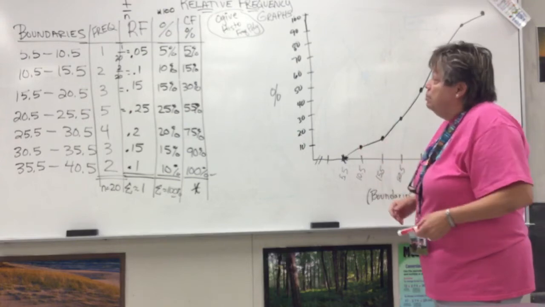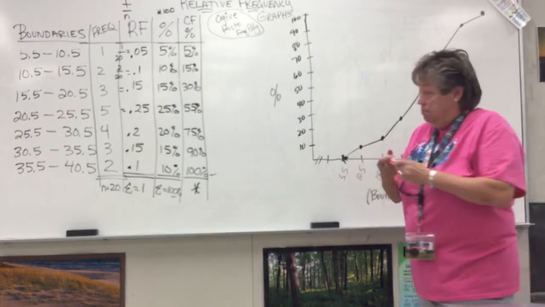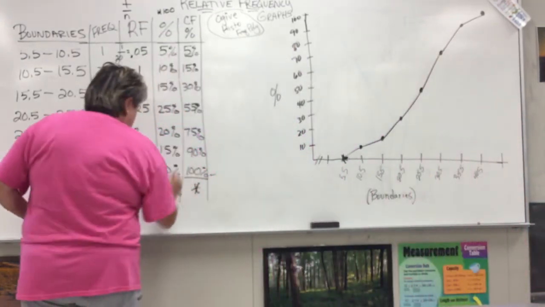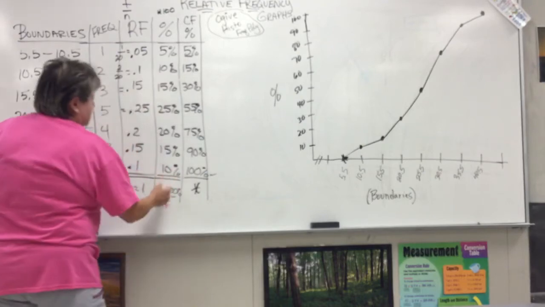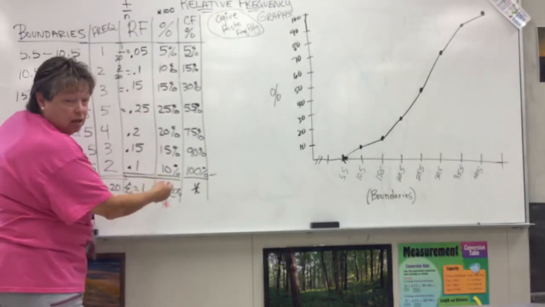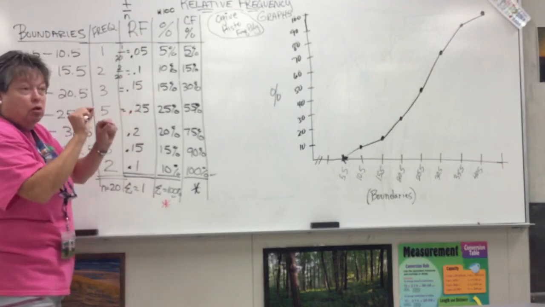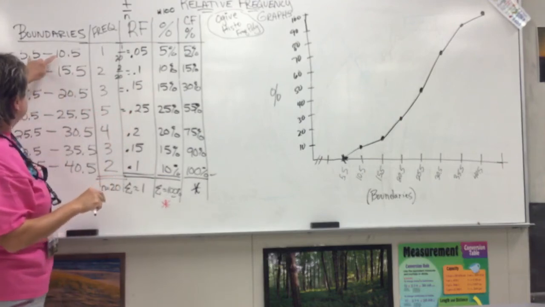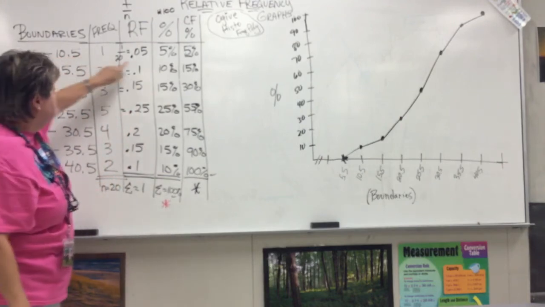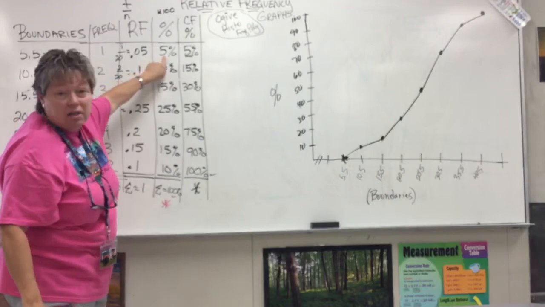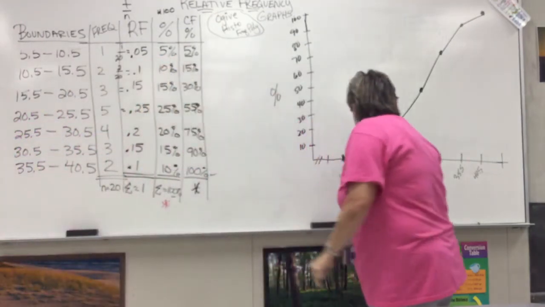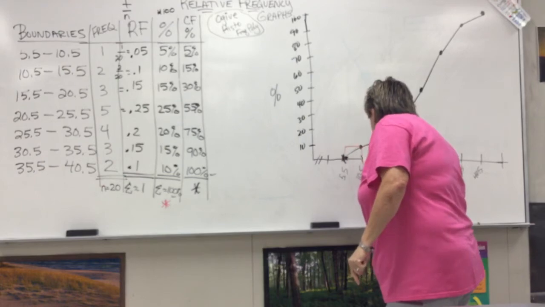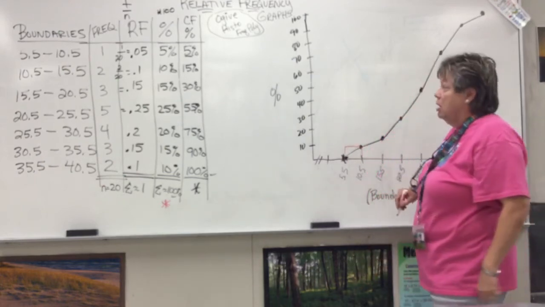Okay, next up, maybe we would add in the histogram. Okay, histogram is going to use values from your regular percent column. And we will be drawing vertical columns. So between 5.5 and 10.5, we should have a column up as high as 5%. So we will come up here. That would be the first histogram column.